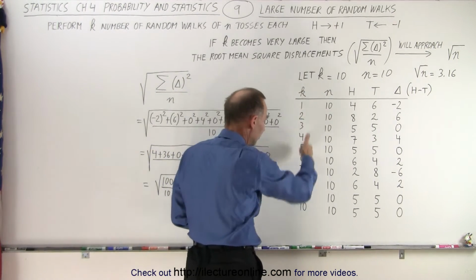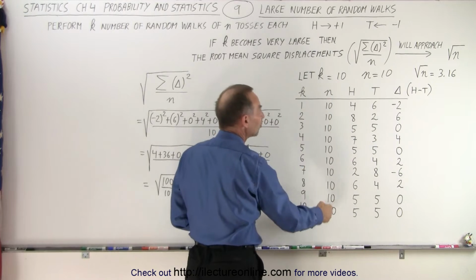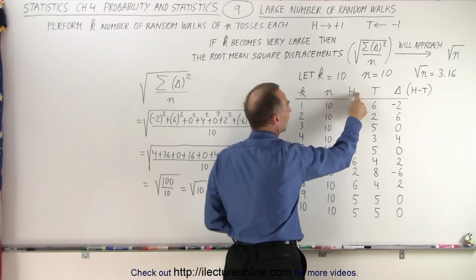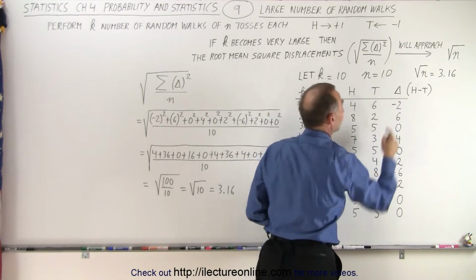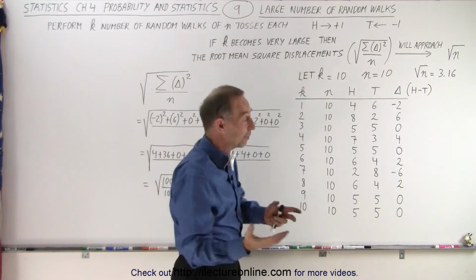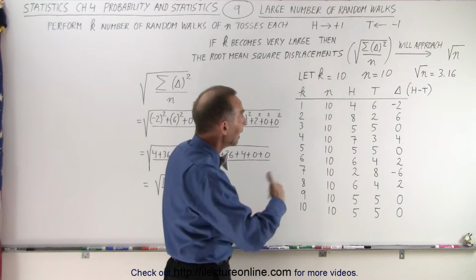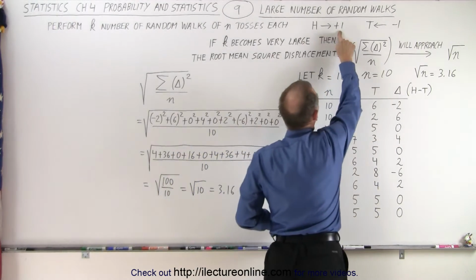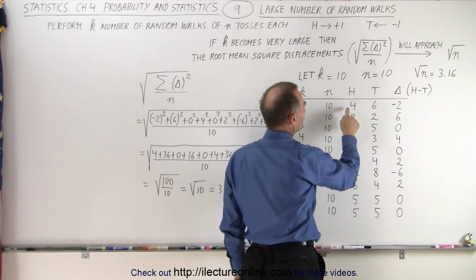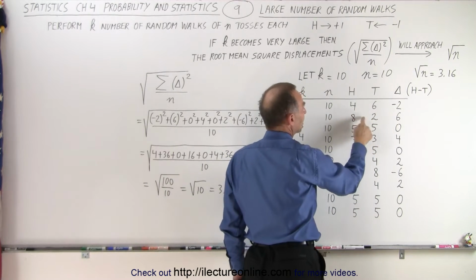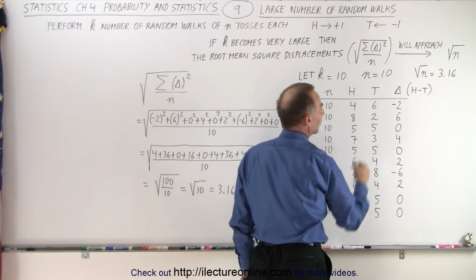So we're going to do 10 random walks, 10 tosses each, and in each case we had a certain number of heads and a certain number of tails. The difference between them is going to be heads minus tails. You can call it tails minus heads, heads minus tails, it doesn't matter. I did heads minus tails because heads was in a positive direction and tails was in a negative direction. So here you can see that 4 minus 6 is minus 2, 8 minus 2 is 6, 5 minus 5 is 0, and so forth.